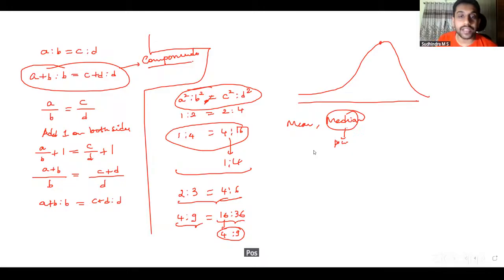Positional average, it should be median, Nandita. If the answer key said D, then that is wrong. Okay. Yes. B square, who is that?